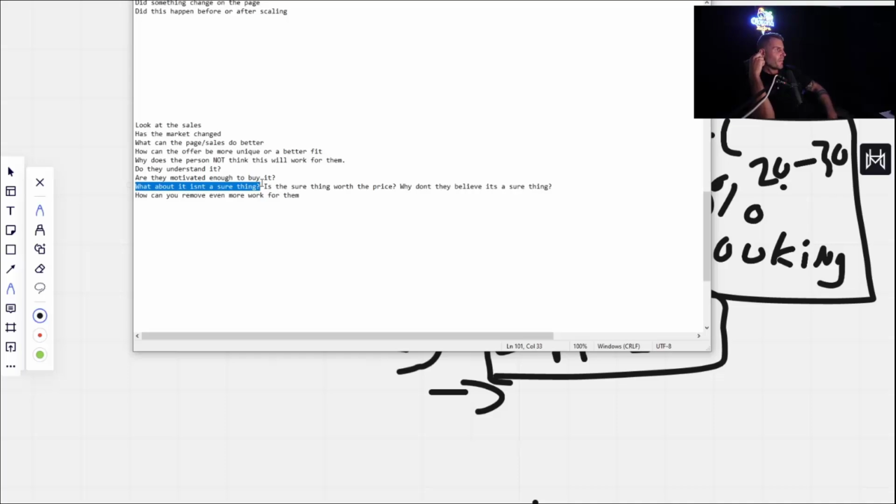Okay. Is the sure thing worth the price? For example, this microphone right here, I believe is 270 bucks. This better sound is worth it to me. If this thing was $10,000, I would not buy this microphone. I simply would not. I would find some alternative.